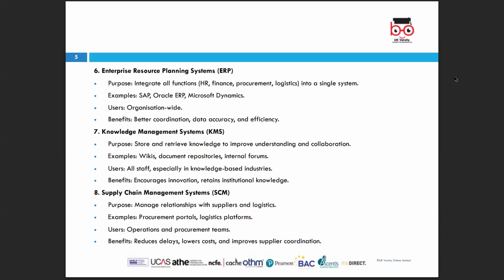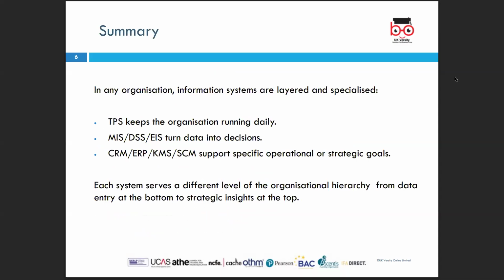Then we have supply chain management systems, where the purpose is to manage relationships with suppliers and logistics. Examples are procurement portals and logistics platforms. Users involved are the operations and procurement teams. The benefit is that we reduce delays and timeframes, lower our cost, and improve our supplier coordination.